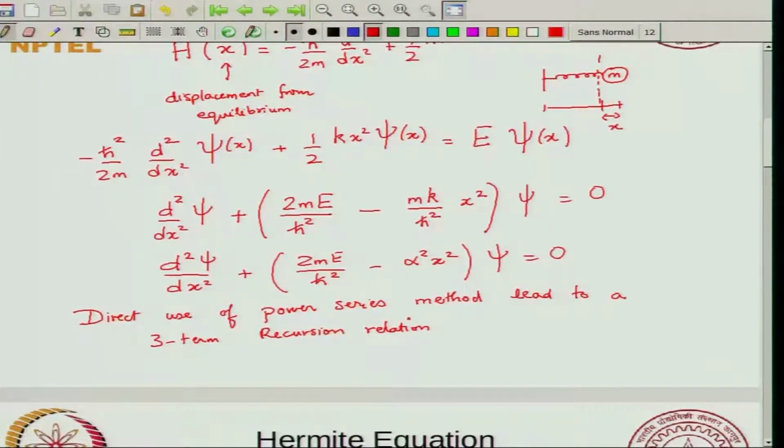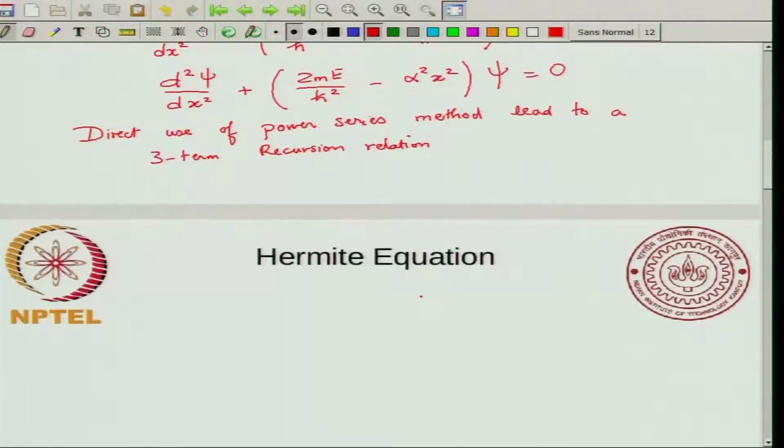And I encourage you to try this on your own. I am not going to do that. But what you do is you make a substitution. So, you make a change. So, you write psi is equal to e to the minus alpha x square by 2 f of x. So, psi of x is this.